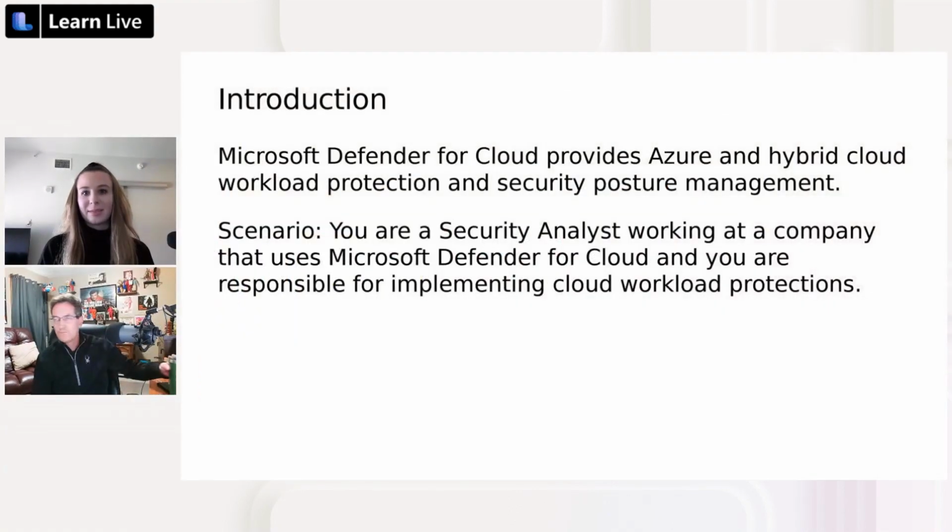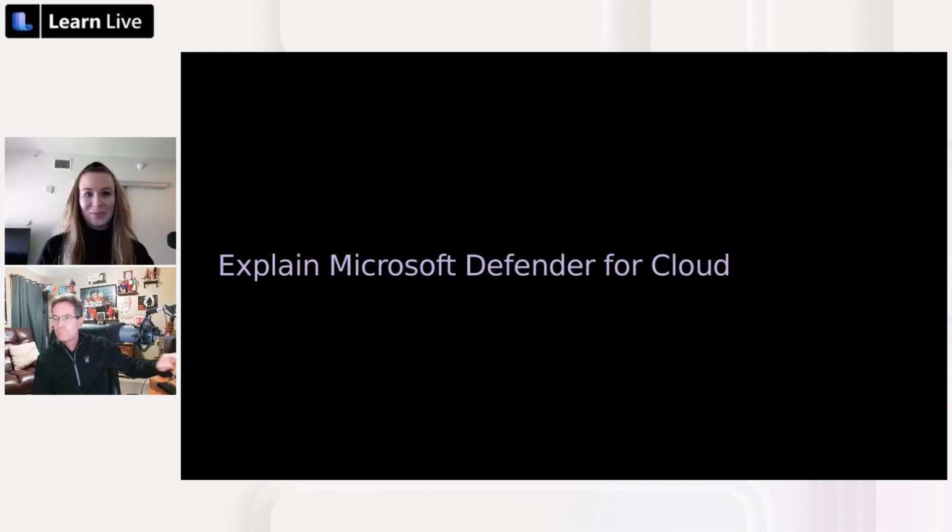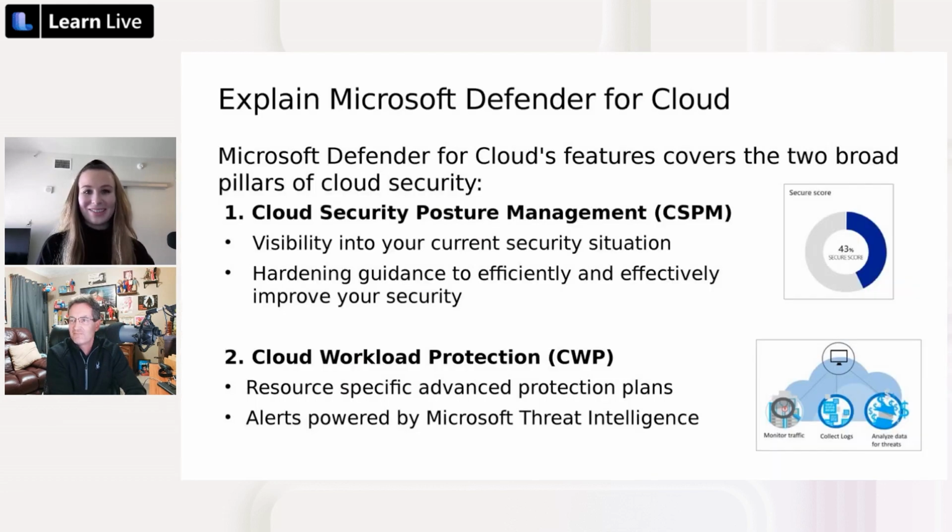So let's go back to the slides and we'll start actually explaining what Defender for Cloud is, because we've said it probably a dozen to 100 times already and we haven't actually described it. So let's go through. Defender for Cloud is your solution for the two main pillars of cloud security: Cloud Security Posture Management, CSPM, and Cloud Workload Protection, CWP.